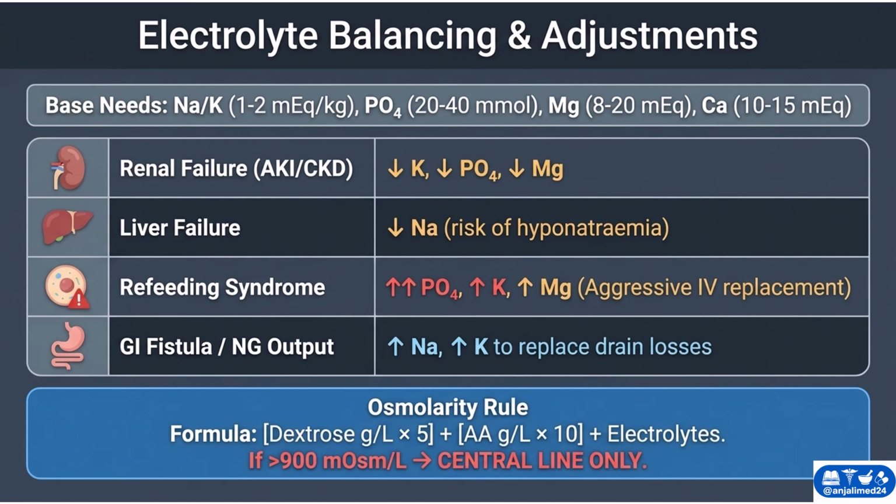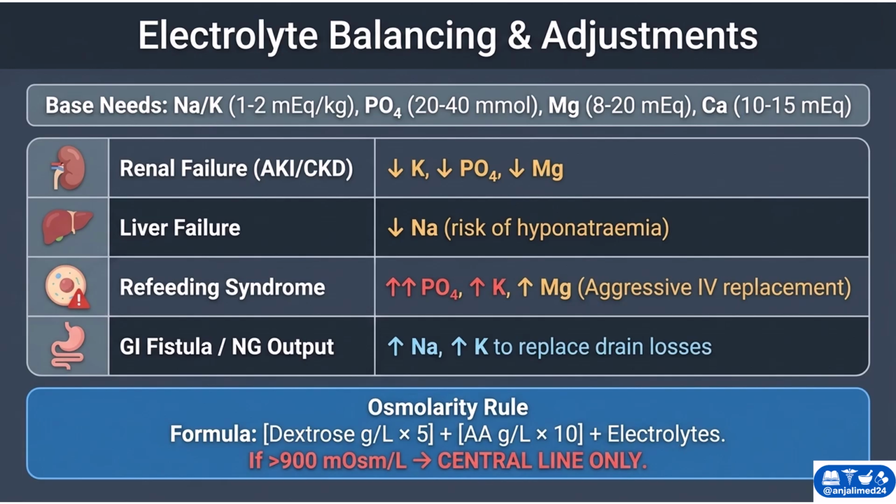Electrolyte management is one of the most important aspects of safe parenteral nutritional therapy. For most adult patients, the daily maintenance requirements include 1 to 2 milliequivalents per kilogram of sodium and potassium, 20 to 40 millimoles of phosphate, 8 to 20 milliequivalents of magnesium, and 10 to 15 milliequivalents of calcium. These values should always be individualized based on the patient's clinical condition and the laboratory results.